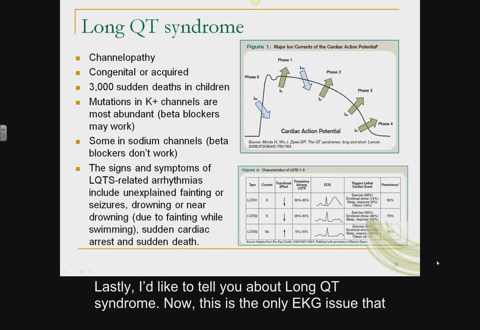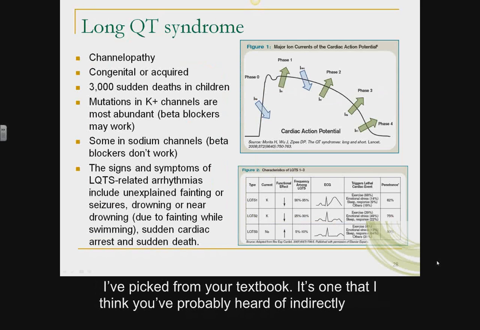Lastly, I'd like to tell you about long QT syndrome. Now, this is the only EKG issue that I've picked from your textbook. It's one that I think you've probably heard of indirectly from newspapers.